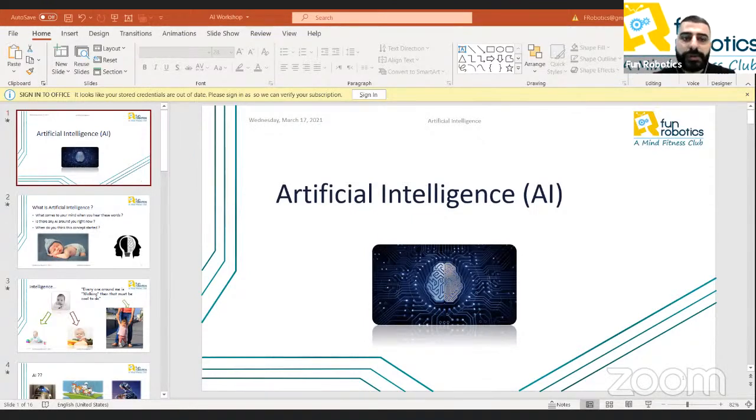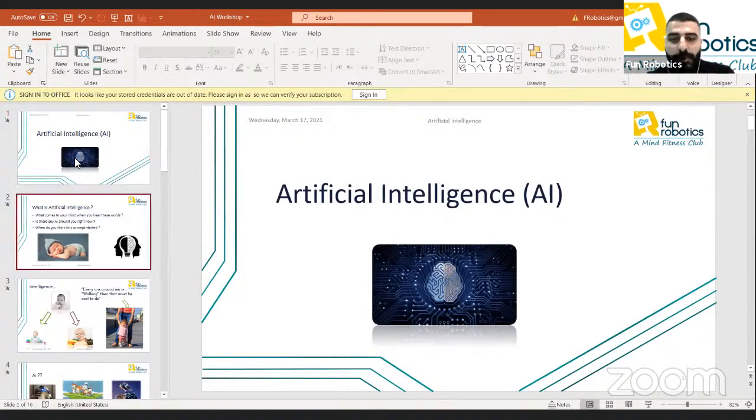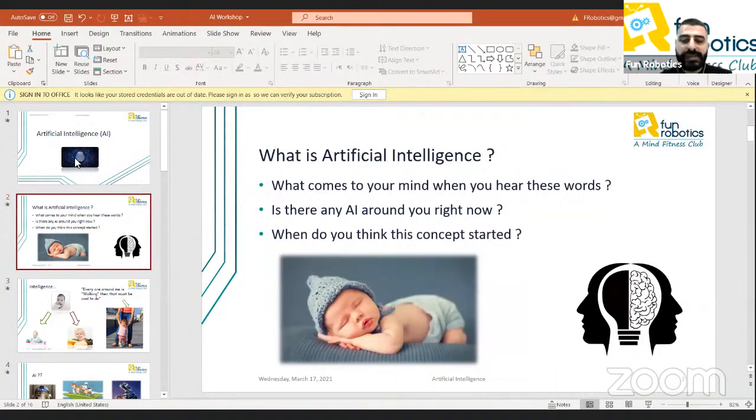What is AI? Do we see AI around us nowadays? The purpose of AI and all of that. We're also going to have some fun activities and a quick competition questionnaire with some prizes at the end. So let's start with the basic question right away. What is artificial intelligence? What comes to your mind when you hear these words? Is any AI around us at the moment? And when do we think this concept started?